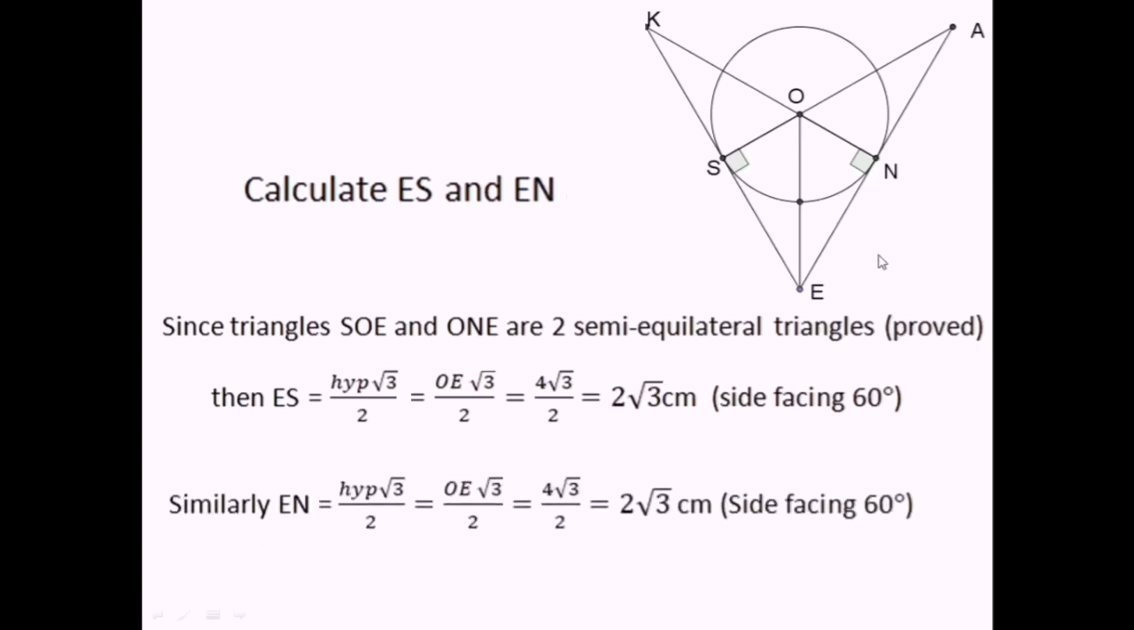Similarly, EN equals hypotenuse radical 3 over 2, and in triangle ONE, the hypotenuse is OE, so we can replace the hypotenuse by OE, then replacing it by its value 4, dividing by 2, the numerator and the denominator, to keep the equality true, thus getting 2 radical 3. Then we can say that ES and NE are equal.